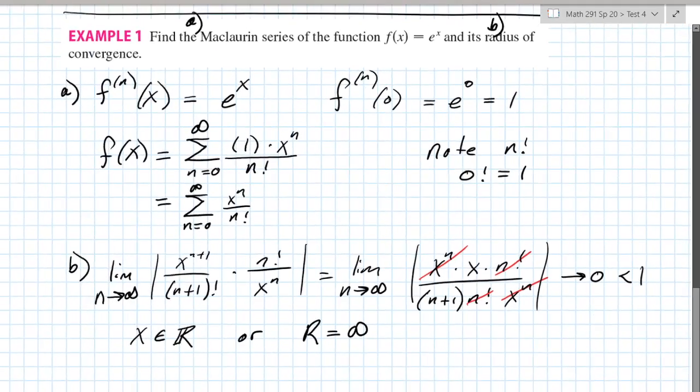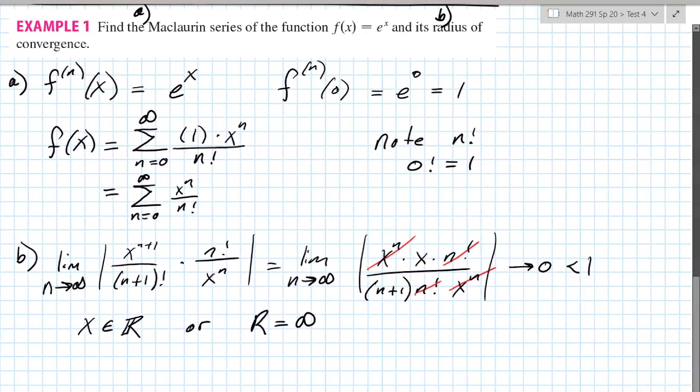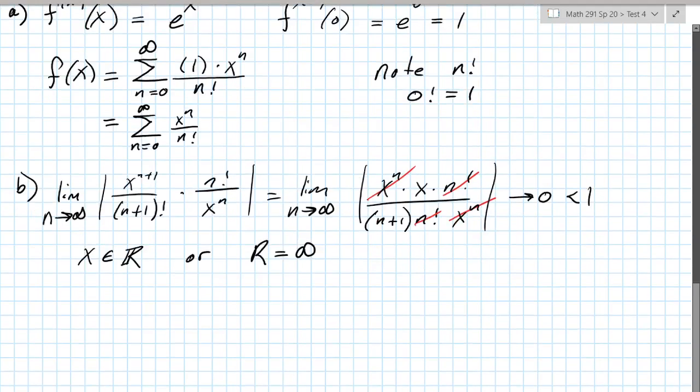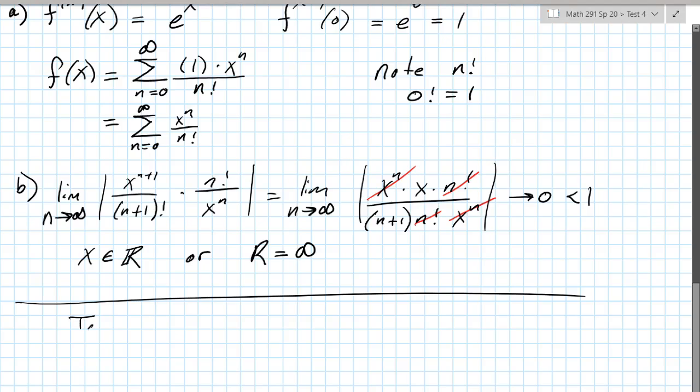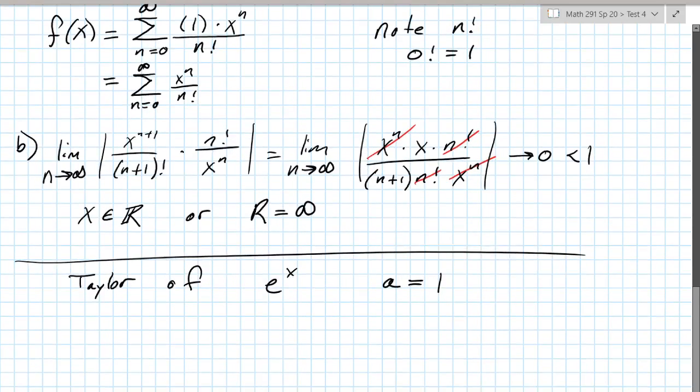Now, what if we had wanted, instead of the Maclaurin series, what if we had wanted the Taylor series of the function? Let's do Taylor of e to the x, where a is equal to 1. So we want the Taylor series centered about 1.